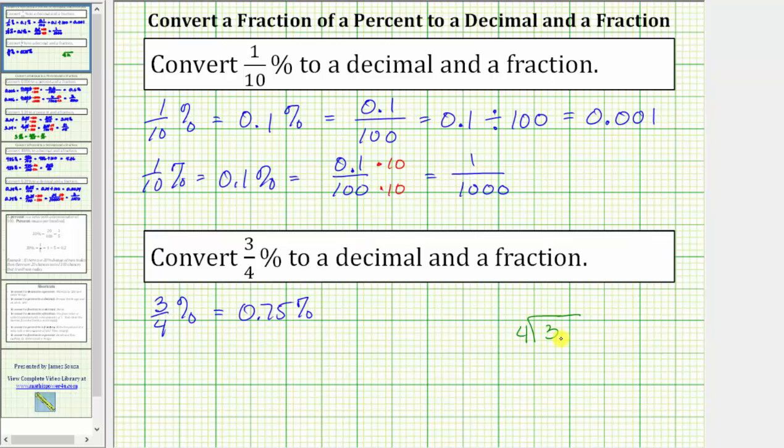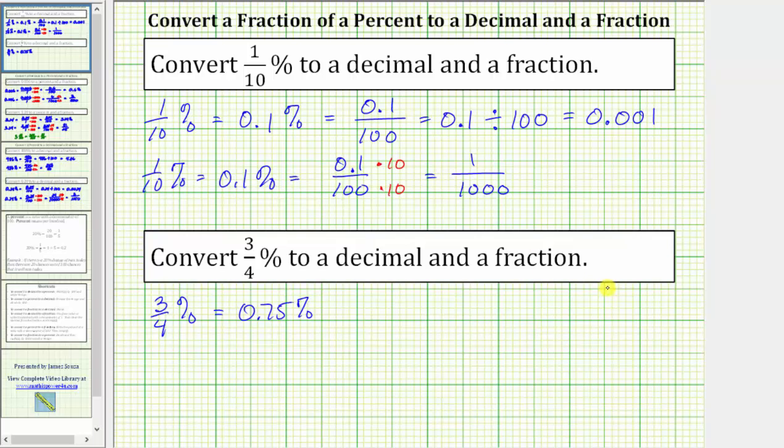place a decimal point to the right of the 3, up into the quotient, and now we can add a 0 to the right. Determine how many 4s in 30, which is 7. 7 times 4 is 28. We subtract. Difference is 2. Add another 0, bring it down. Determine how many 4s in 20, which is 5. 5 times 4 is 20. We subtract, the difference is 0, giving us the decimal 0.75.